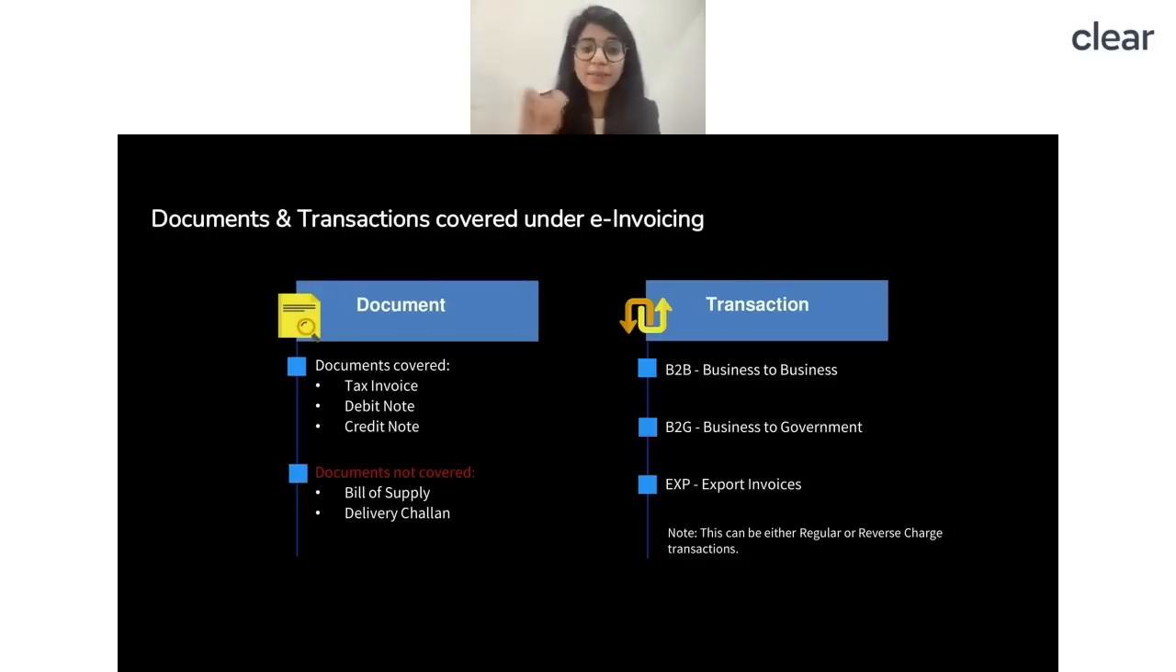So if I'm doing an exempt supply even to a registered person, I'm not required to generate the e-invoice number. So this is the answer to that. Let me ask you another question.